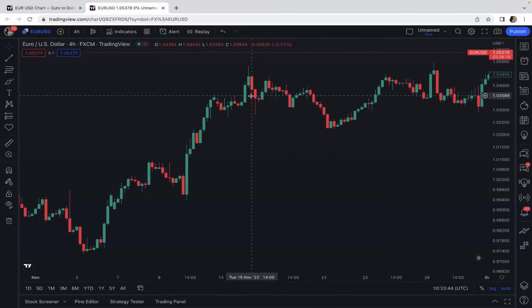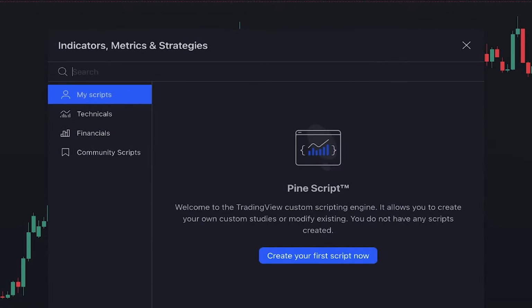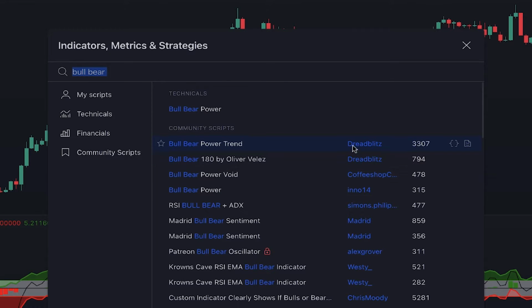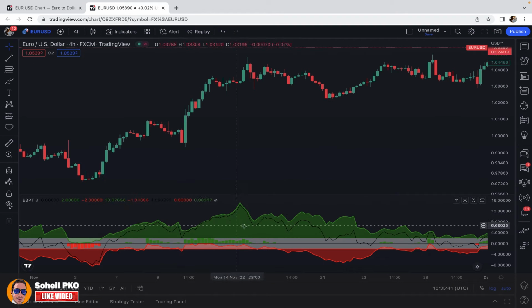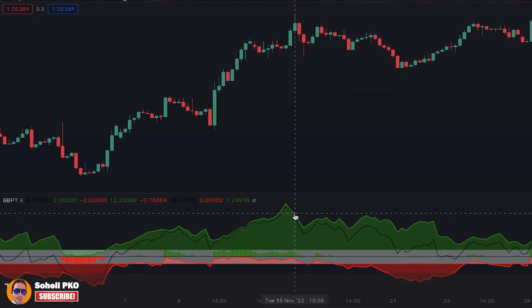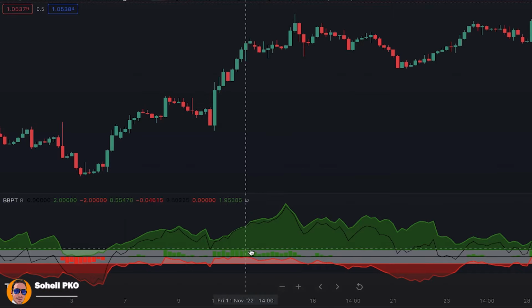On the TradingView platform, here we click on indicators and we search "bull-bear power trend." This one, which is written by someone named RedBlitz. Alright, this indicator has different components and each has its meaning and indication on the strength of buying or selling pressure. Here we have a green line that is called the bull line and it always goes above zero.